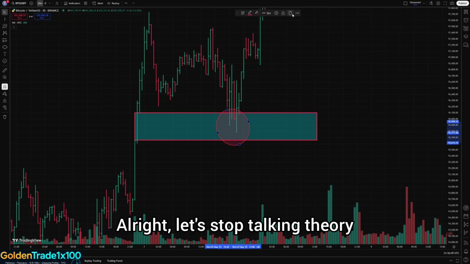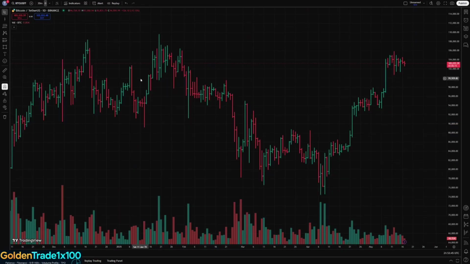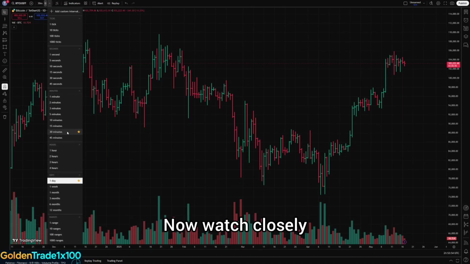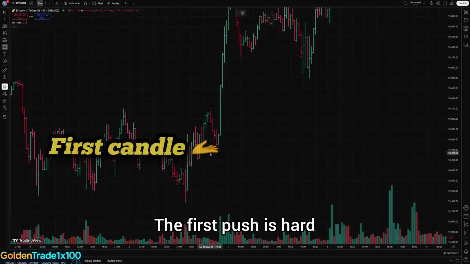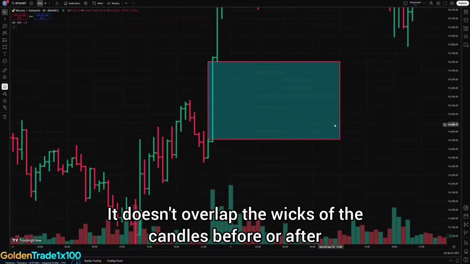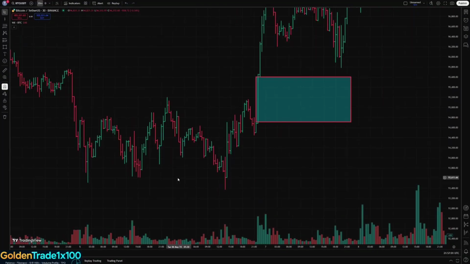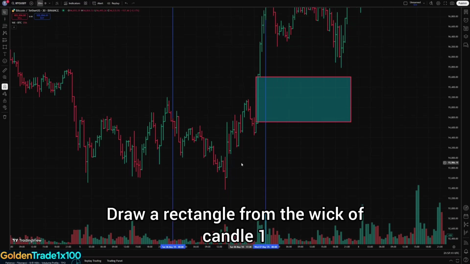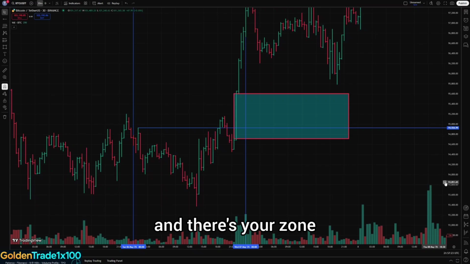Alright, let's stop talking theory and actually build one together in TradingView. Step 1. Switch your chart to 30-minute candles. Now watch closely. You're looking for 3 candles. The first pushes hard, the second leaves a gap. It doesn't overlap the wicks of the candles before or after. The third confirms the push. That middle gap? That's your fair value gap. Draw a rectangle from the wick of candle 1 to the wick of candle 3, and there's your zone.